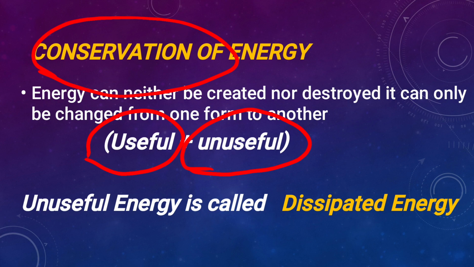So electrical energy is converted into two forms. One is light, that is useful energy, and another is heat, which is unuseful. So that unuseful heat which is coming out from the bulb is known as dissipated energy. That dissipated energy plus useful energy is always equal to the amount of electrical energy. That's why energy doesn't change. It only changes from one form to another form. We can't destroy or create it.